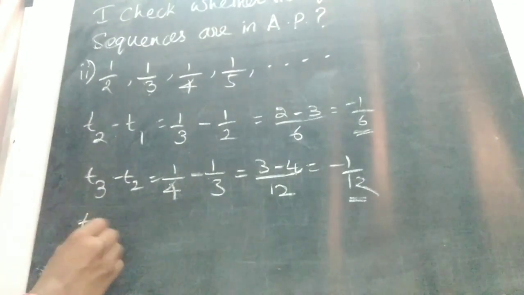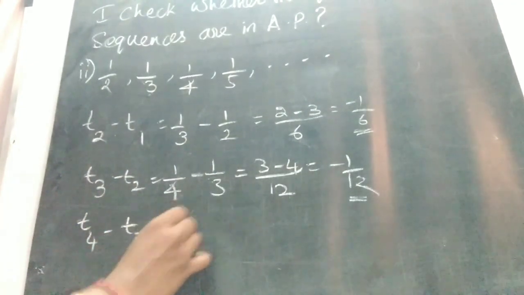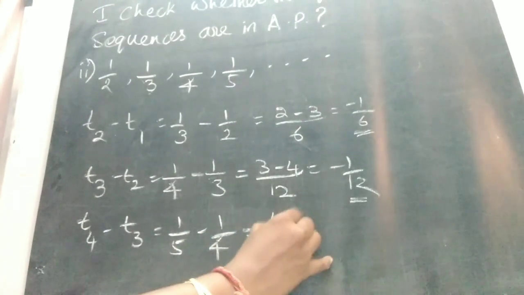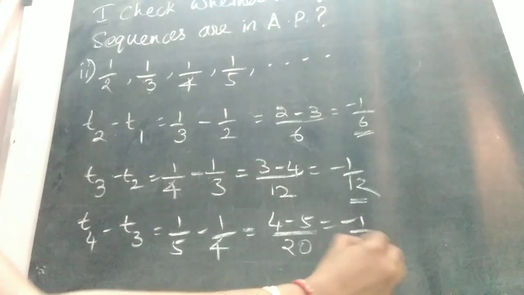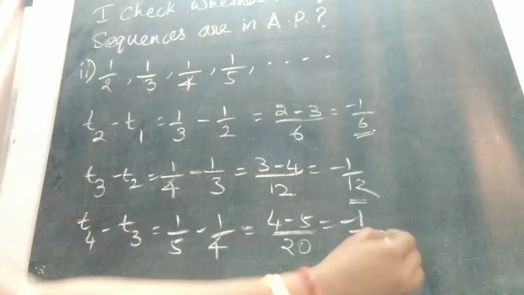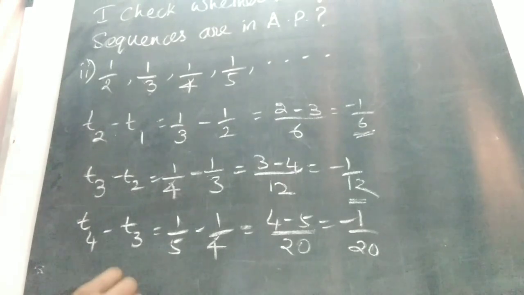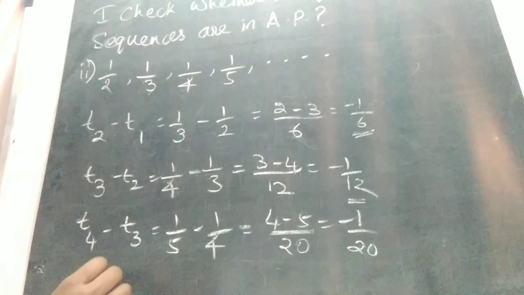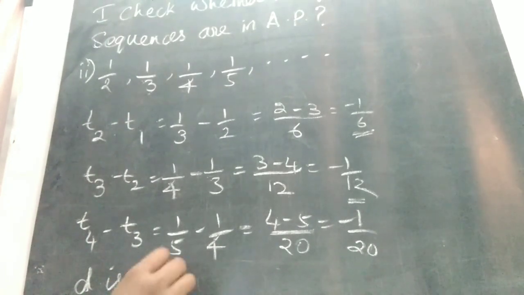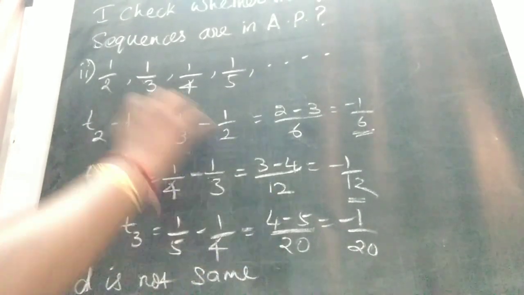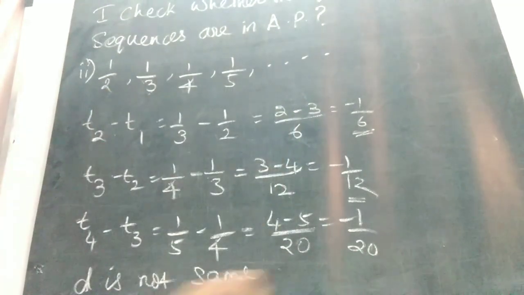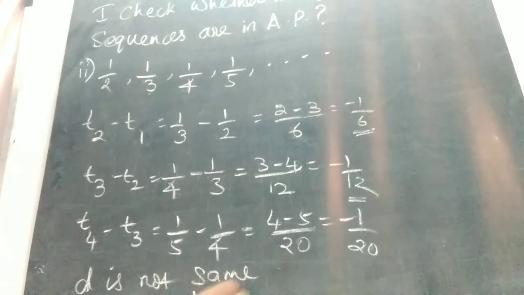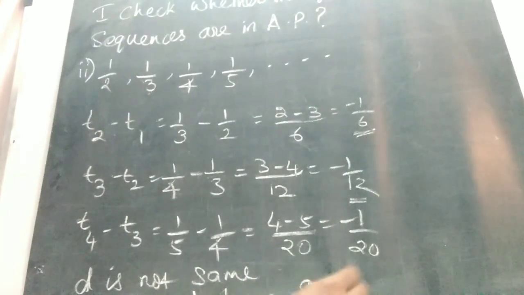Again you check with the next term, T4 minus T3. That is 1 by 5 minus 1 by 4, where the LCM is 20. 4 minus 5, which is minus 1 by 20. So what can you say? The common difference is not the same, right? So you can say the D is not the same. Since they are not the same, the sequence doesn't form an AP. Therefore 1 by 2, 1 by 3, 1 by 4, 1 by 5 are not in AP.